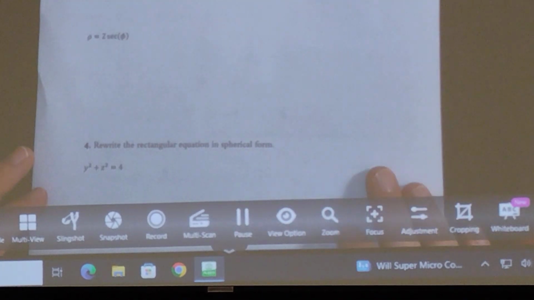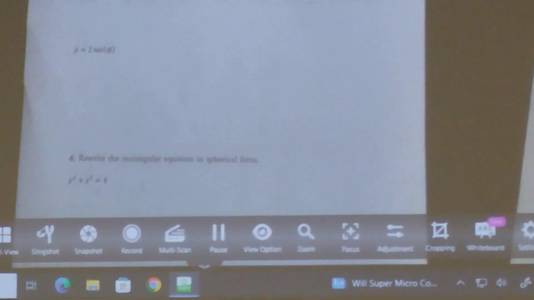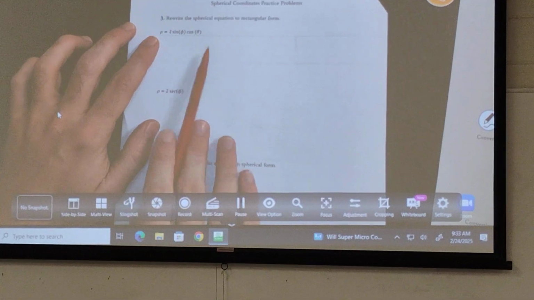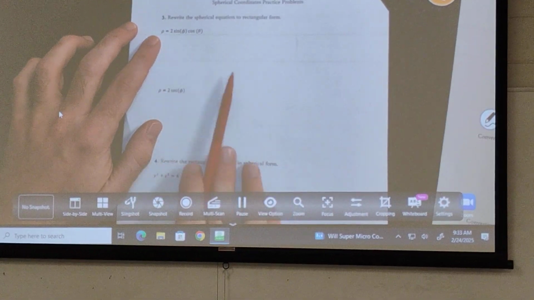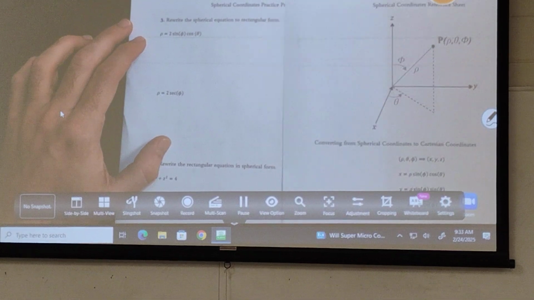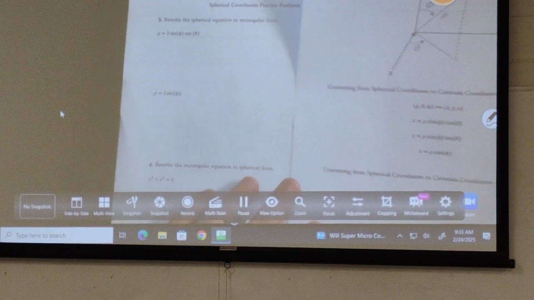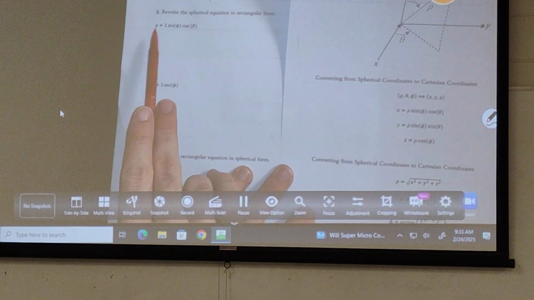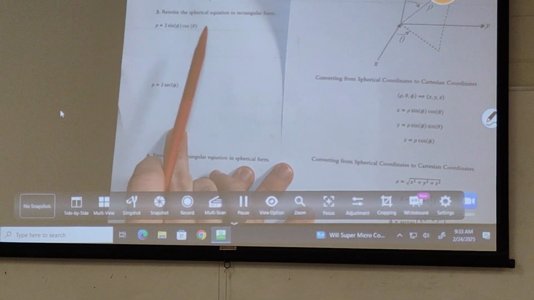So where we left off in the practice problems is now we have spherical equations: rho equals 2 times the sine of phi times the cosine of theta. This represents some sort of surface in 3D. What we're doing for these is the same idea that we did for cylindrical. We're trying to make it look like one of these. The goal is to write everything with only x, y, and z.